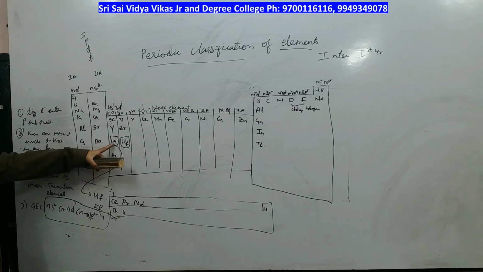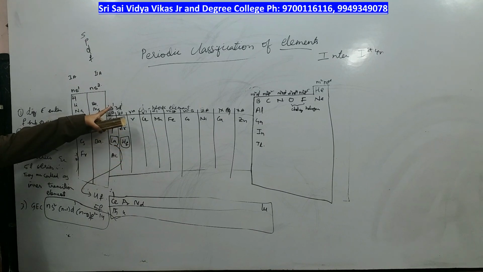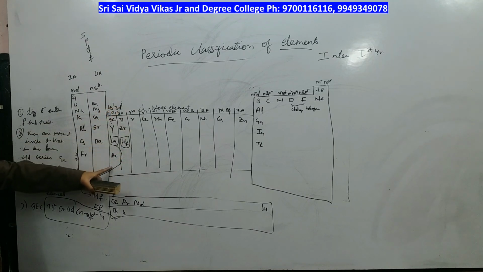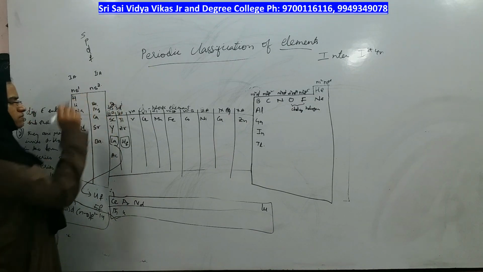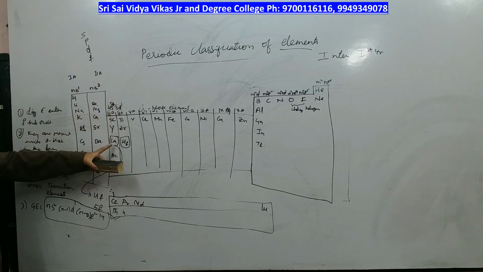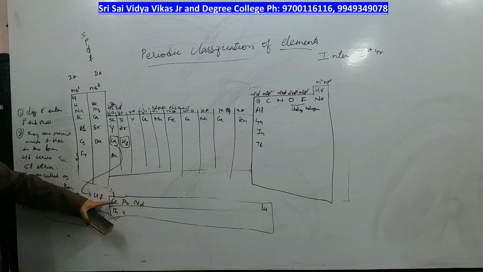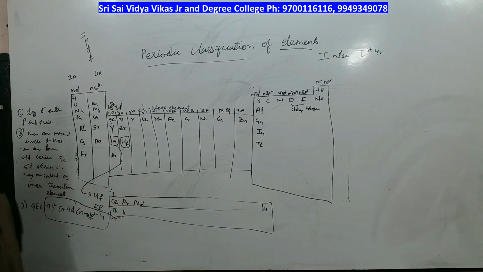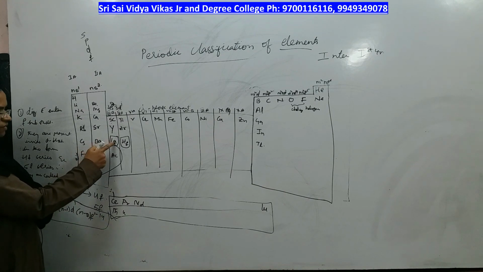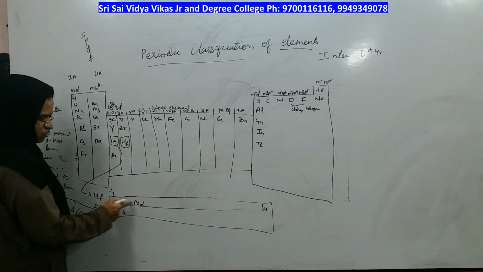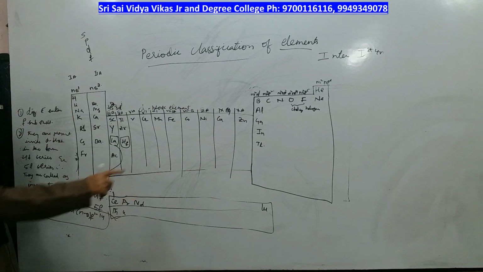d1 is for lanthanum. After lanthanum, the electron will not go into d2. Lanthanum is 5d1, 6s2. So, after lanthanum, the next element should have d2, but it does not. The next element is cerium, which has 4f1, then 4f2, 4f3, like that it continues. Therefore, ns2 (n-1)d1, d1 is because of lanthanum, and 4f 1, 2, 3, 4, 5, 6 till 14 is for the 4f series.